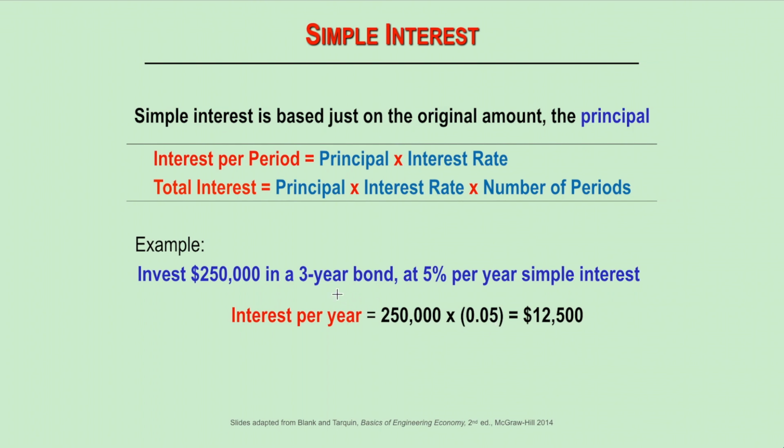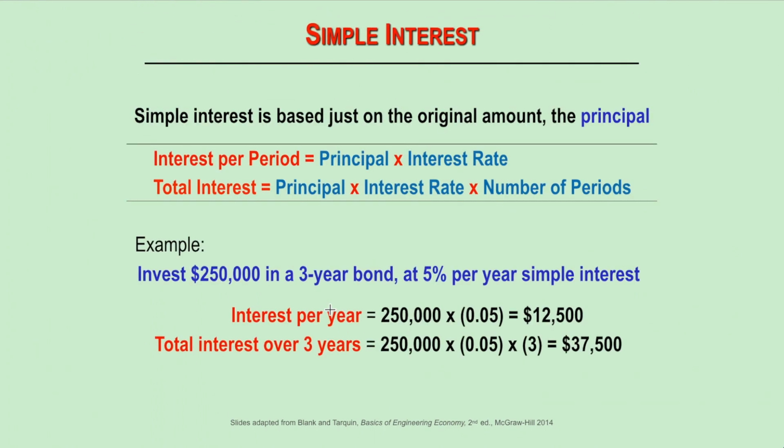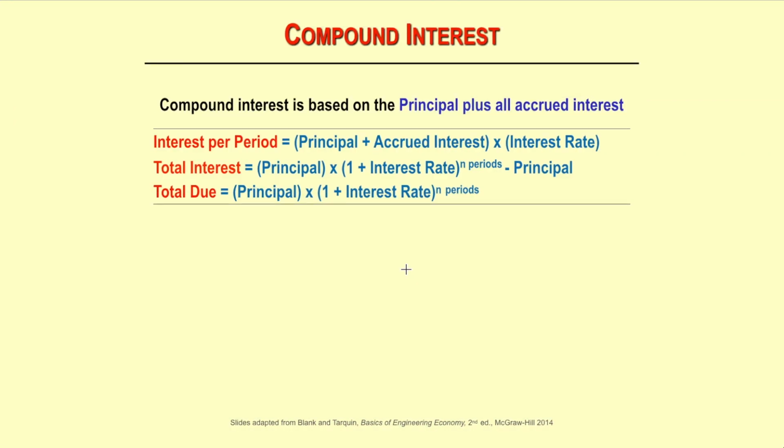So because our investment is over a 3-year period, total interest over 3 years is simply given by the interest amount per year multiplied by the total number of periods, which is 3 years. So that gives you a total interest of $37,500 over 3 years. Now let's look at compound interest. What is the difference?